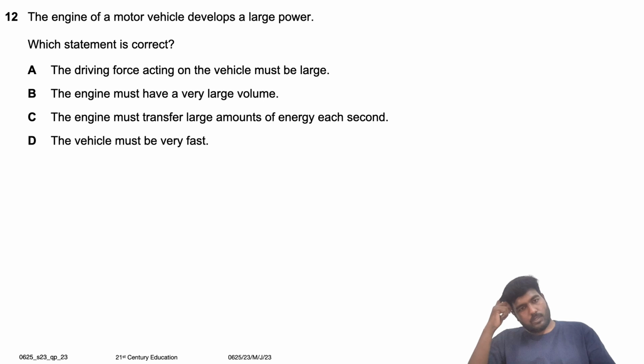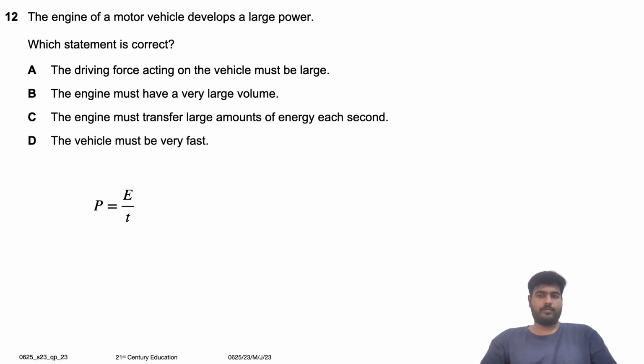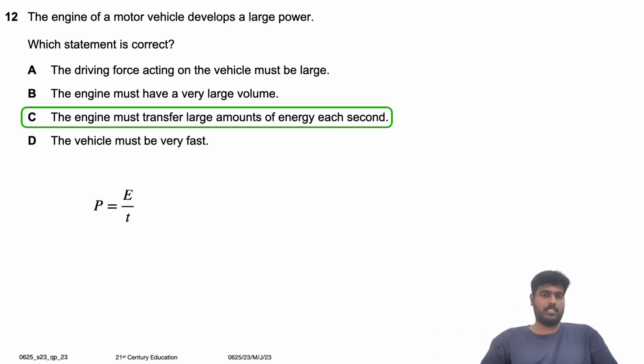The engine of a motor vehicle develops a large power. Which statement is correct? We know that power is energy divided by time. So power is directly proportional to energy and inversely proportional to time. So the engine must transfer a large amount of energy each second. The other quantities don't talk about energy or time.